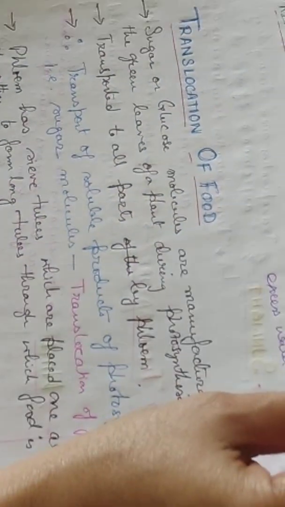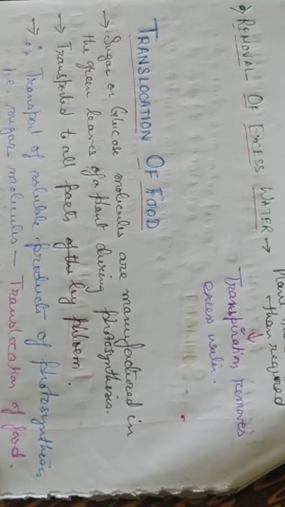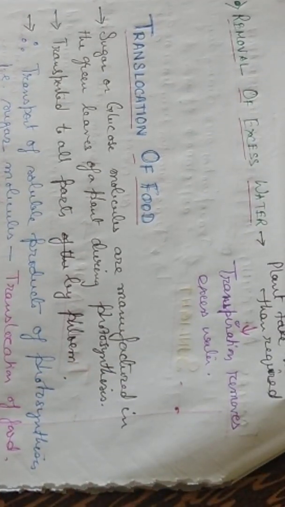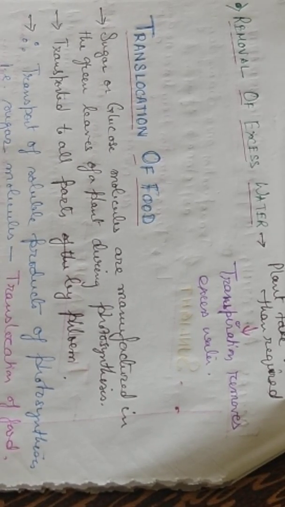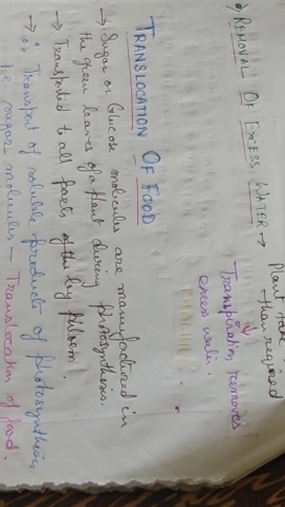Another one is the removal of excess water. The plant takes more water than required, and it can also remove this excess water through transpiration. So I'll stop here. This is all about transpiration according to your syllabus.